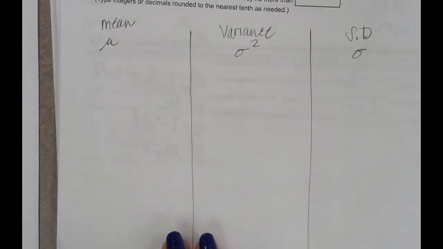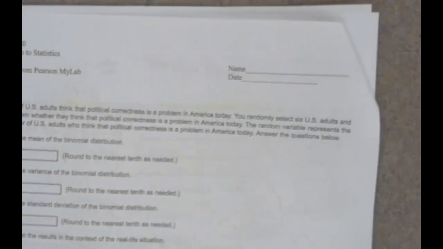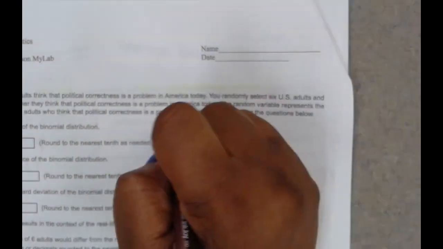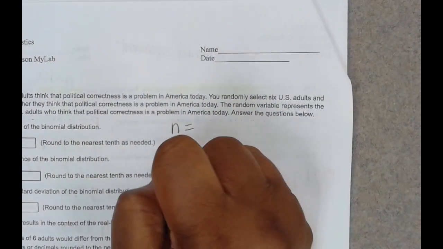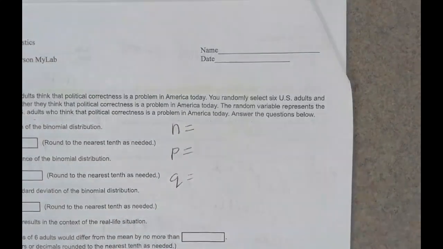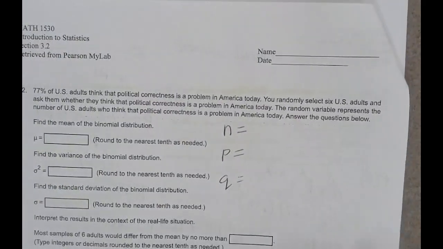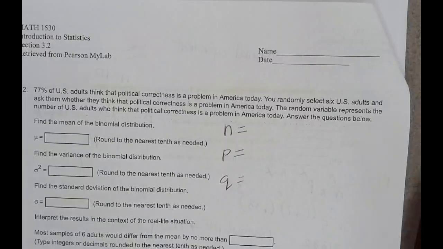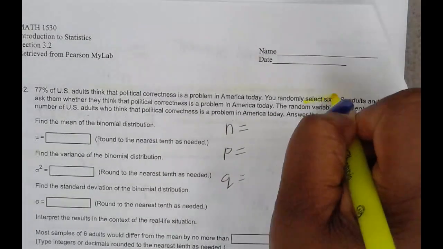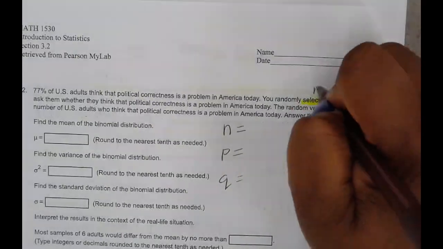in order to find all of these, we need N, P, and Q. So let's identify what those are. So I'm going to go back up here to the context. N, P, and Q. How many people were surveyed, y'all? Yeah, here it is right there. Selected rather, not surveyed. Six adults. So N equals 6.